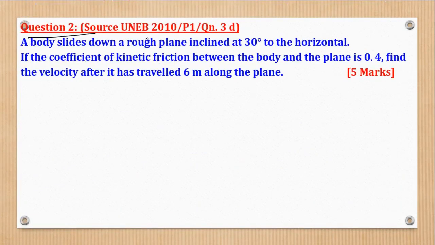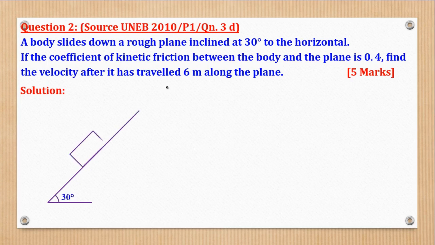Question 2 came from UACE 2010, paper 1, question 3D, and it says, a body slides down a rough plane inclined at 30 degrees to the horizontal. If the coefficient of kinetic friction between the body and the plane is 0.4, find the velocity after it has traveled 6 meters along the plane. So still we shall need to make a sketch.